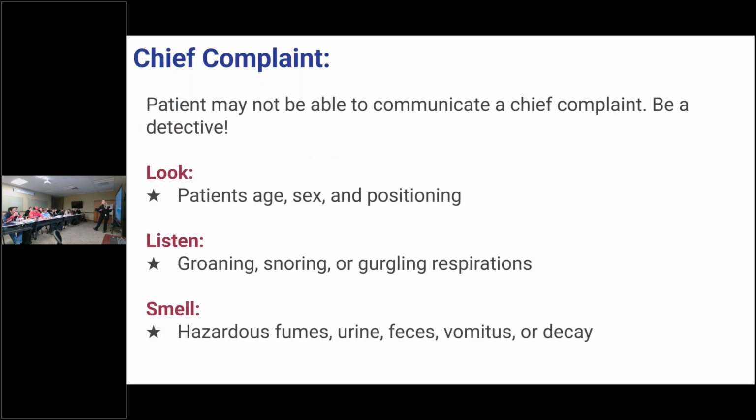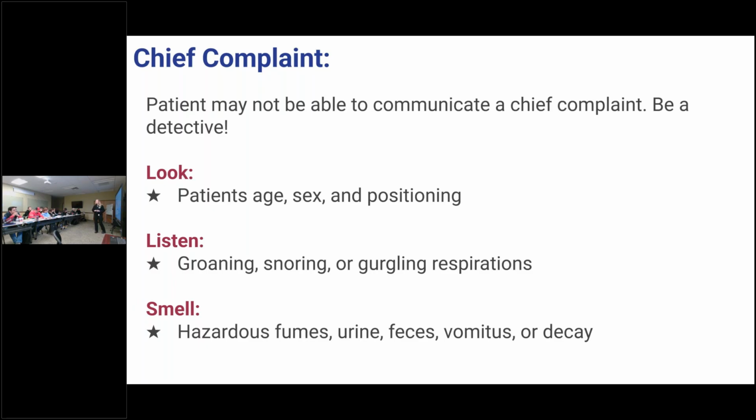Like we said, they might not be able to communicate that chief complaint to us, so we have to be a detective. Your book talks about this: you can look at the patient's age, sex, and positioning. We can listen if we hear groaning, snoring, or gurgling respirations. What might snoring respirations tell us? An upper airway obstruction. Perfect. If they have snoring respirations, we're going to want to open that airway for them if they're unconscious, right? How do we open an airway?